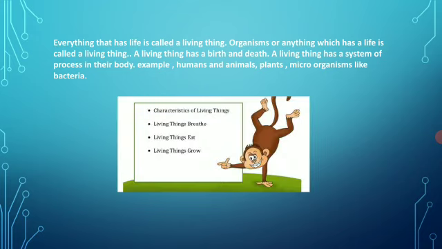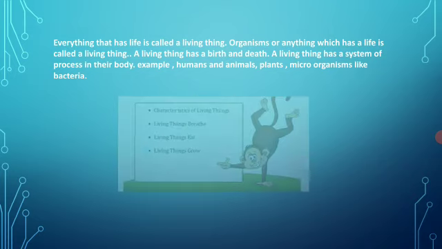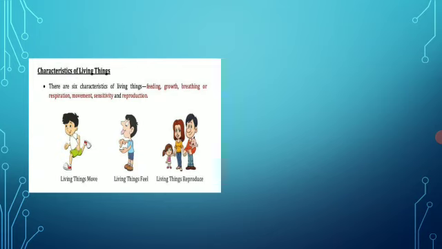So what are the characteristics of living things? Living things breathe, living things eat, living things grow. Now the characteristics of living things. There are 6 characteristics of living things: feeding, growth, breathing or respiration, movement, sensitivity and reproduction.